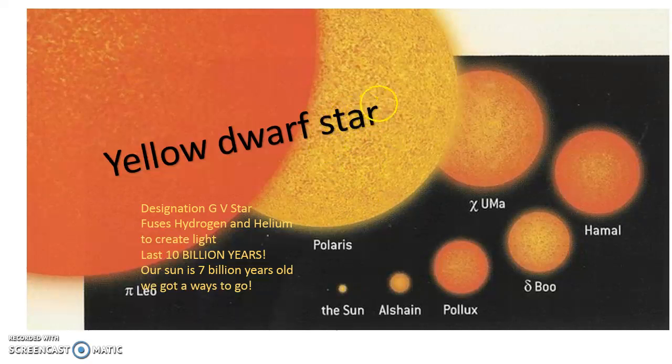Stars usually last about 10 billion years. Our sun is about 7 billion years old, so we still got a ways to go for that. Once the sun reaches that point, it turns into what people call a red giant. All the energy gets dispersed and then turns into a white dwarf. So at that point, the sun is dead.